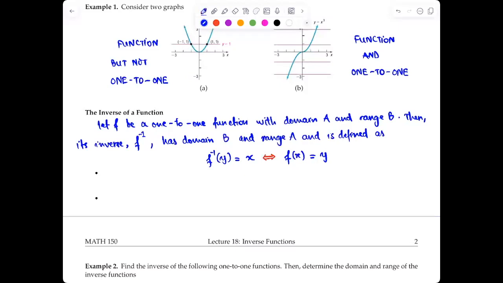A quick note here, again: the domain of f becomes the range of f inverse, and the range of f becomes the domain of f inverse.